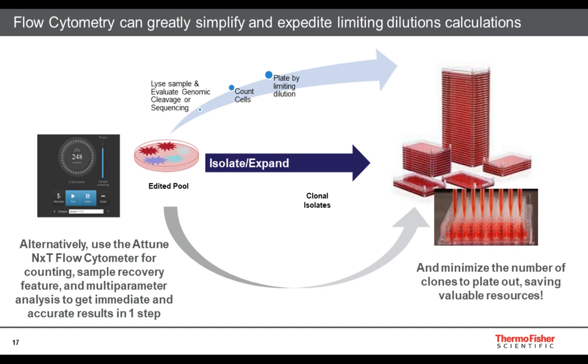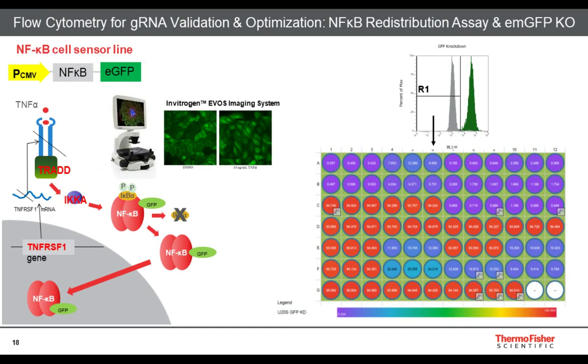And just the amount of time that can save, with that additional level of accuracy, is staggering. And then additionally, adding things like viability parameters gives you an even better estimate of how many plates you'll need to plate out to get your desired clone.